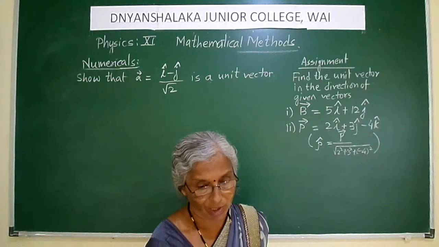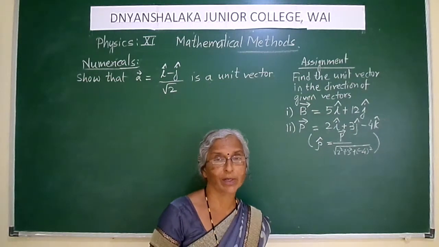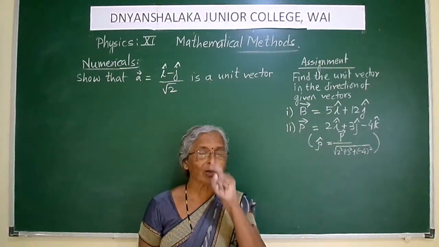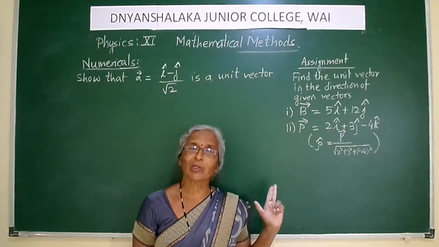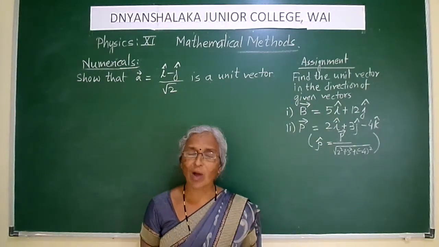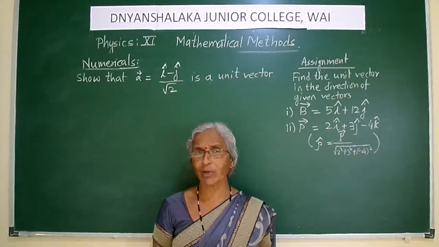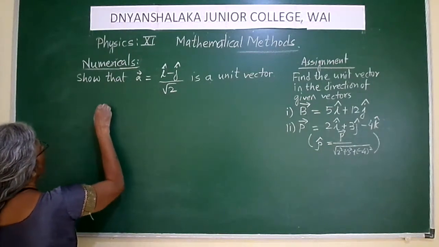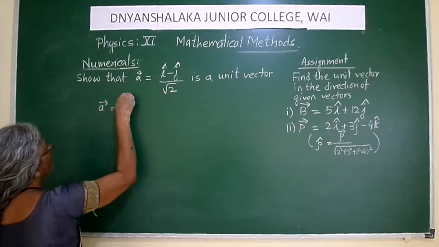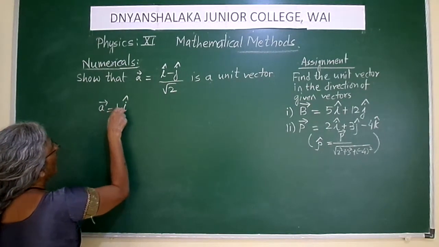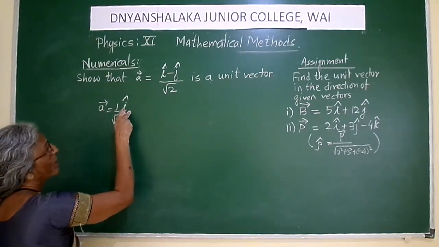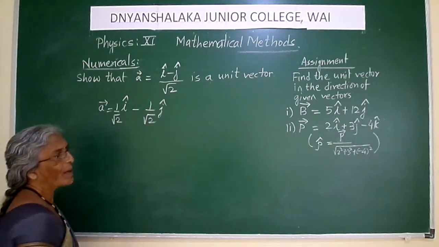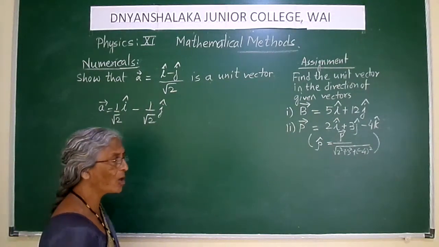Now, I said you need to know the definition of a unit vector. What is the definition of a unit vector? A unit vector is a vector whose magnitude is equal to 1. So, if I am able to prove that magnitude of this vector is 1, then I have proved that it is a unit vector. Isn't it? Very simple. So, let me go for the solution. Now I write this vector A as 1 upon root 2 into vector i minus 1 upon root 2 into vector j. What have I done? I have just separated the denominators.